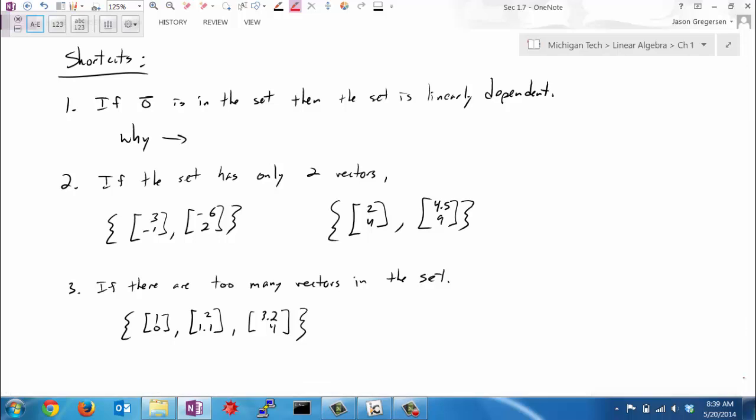So the first one is, if 0 is in the set, then the set is automatically linearly dependent. Now that's a 0 vector, of course, not a 0 like in one of the components. But if the 0 vector is in the set, then it's automatically linearly dependent. No analysis needed. So the question is why? Why is that?